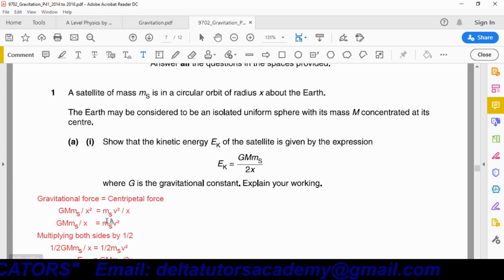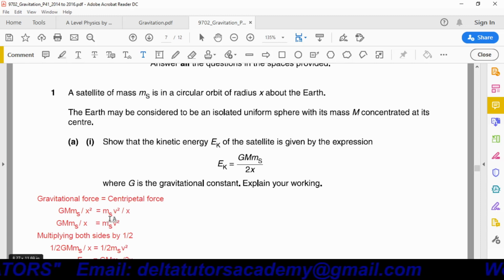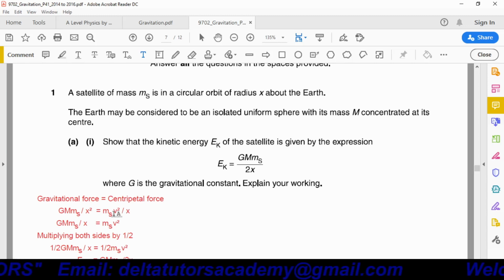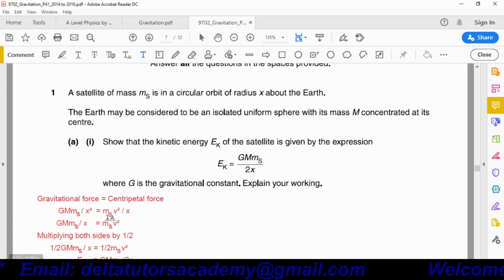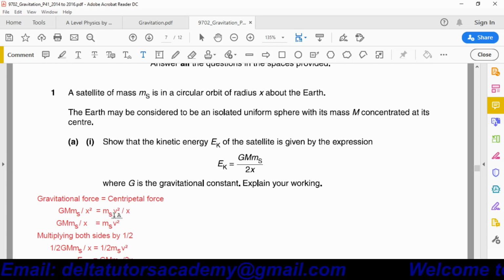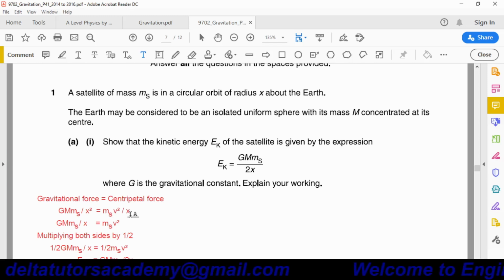Here centripetal force is equal to mv square over r. We have written ms v square over x. This ms is the mass of the satellite, v is the velocity of the satellite with which it is moving, and this x is the distance between the satellite and the center of the Earth.